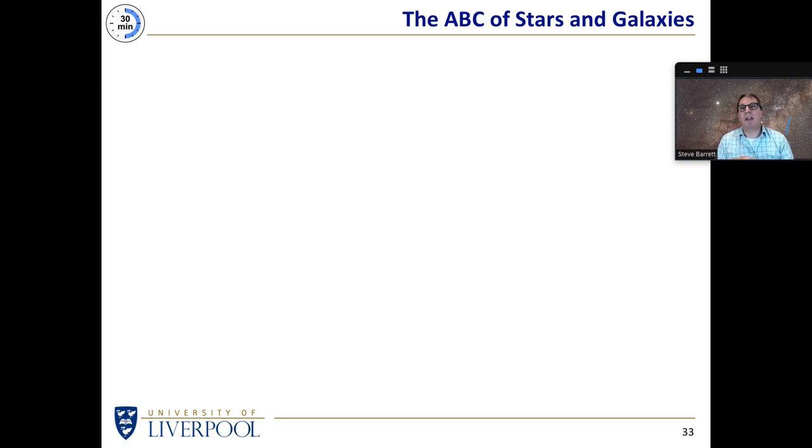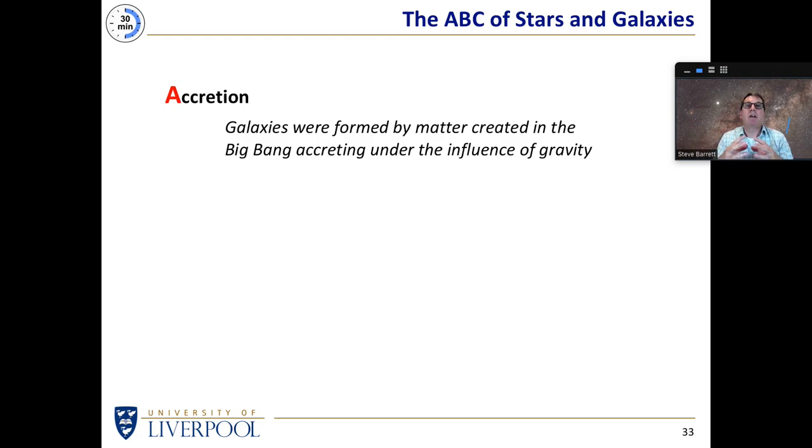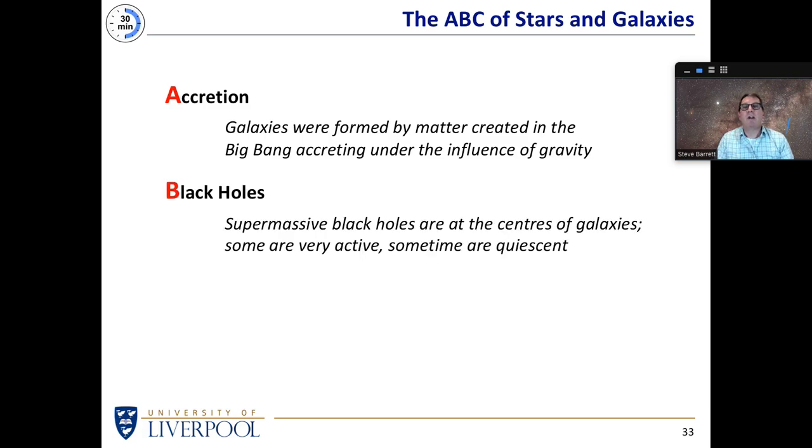For galaxies, the ABC is all about accretion. In the early universe, the hydrogen started to accrete to form these galaxies. Black holes are at the core of most, if not all, galaxies. Some are active in the sense that matter is falling into the black hole, others are less active. We don't really understand what's going on, in the sense that we don't really know whether black holes started to form first and then the galaxies form around them, or vice versa. Did galaxies form and then the black holes at the centre start to grow? I'll be saying more about black holes in next week's talk.